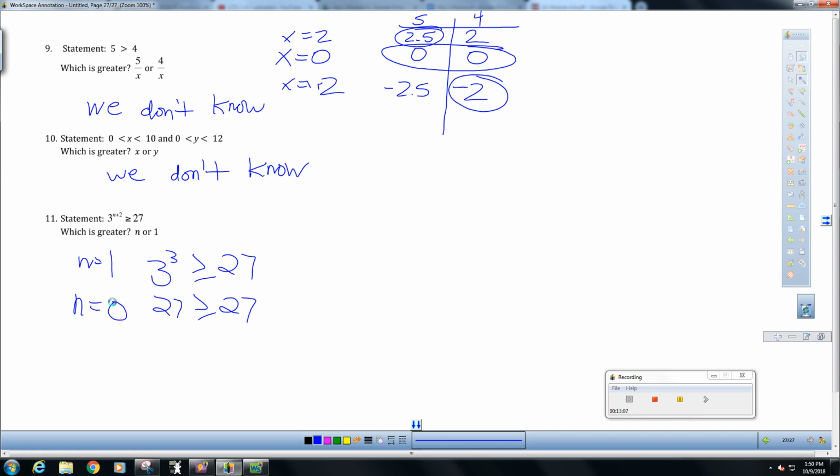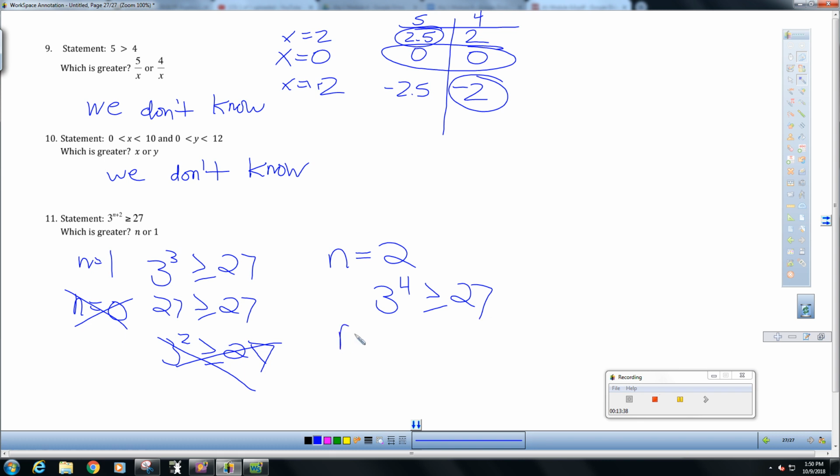Does n equals 0 work? Well, 0 plus 2 is 2. Is 3 squared greater than or equal to 27? No, it is not, so this doesn't work. Can n be 2? Is 3 to the 4th greater than or equal to 27? Yes, it is. So here I think n has to be bigger than or equal to what?